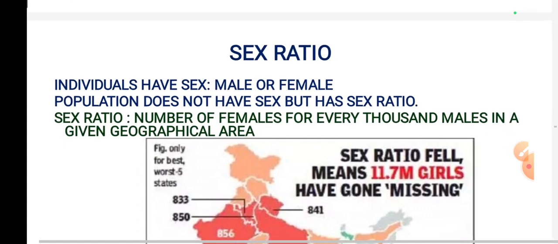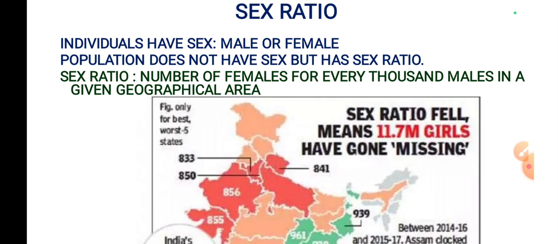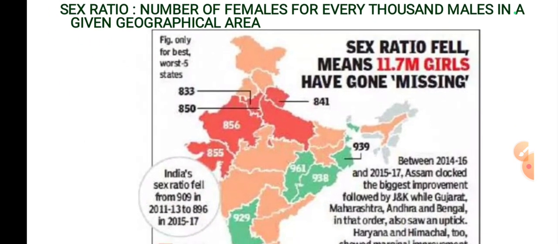Then sex ratio. Individuals have a sex, male or female. A population does not have a sex but has a sex ratio. Sex ratio is the number of females for every 1,000 males in a given geographical area. It is called a sex ratio. Then, the sex ratio in different regions is given here.